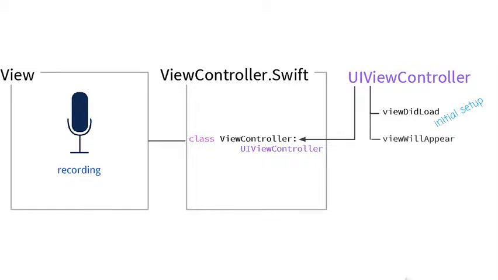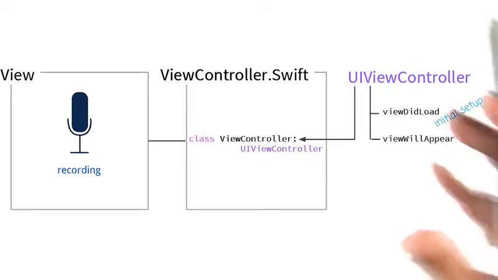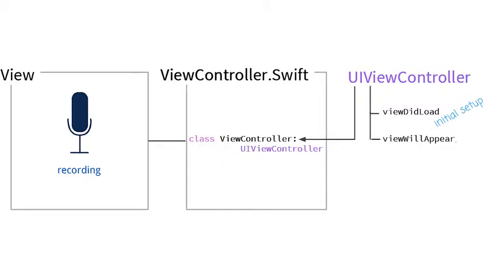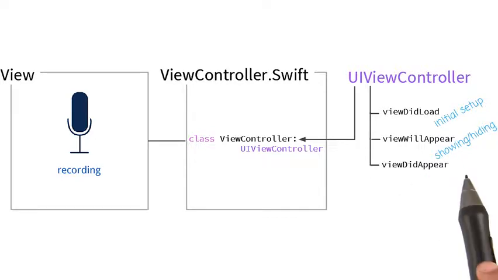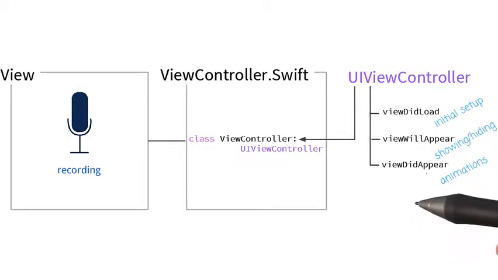Another function we inherit is called viewWillAppear. This function is called right before the view appears to the user, and it's a great place for showing and hiding different things on our screen. Next on the list is viewDidAppear. This function is called right after the view appears to the user and is a great place for starting any animations. There are a few more functions like these.